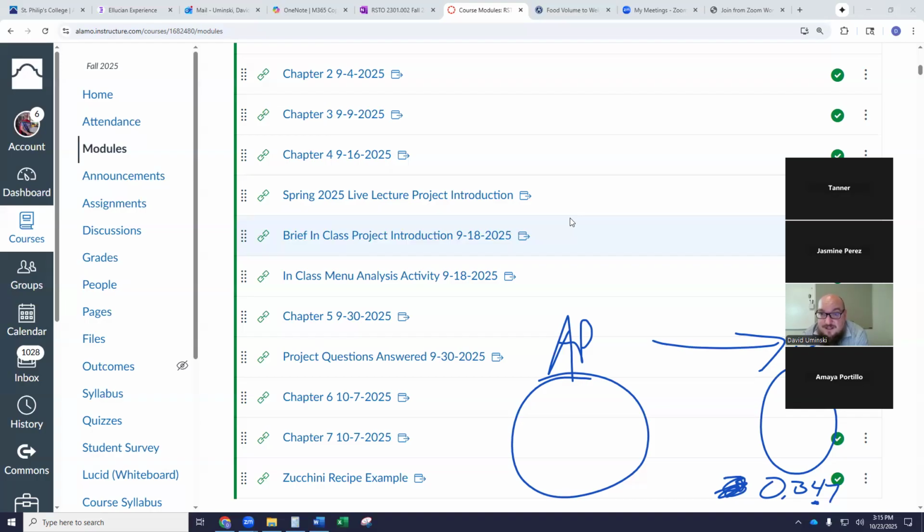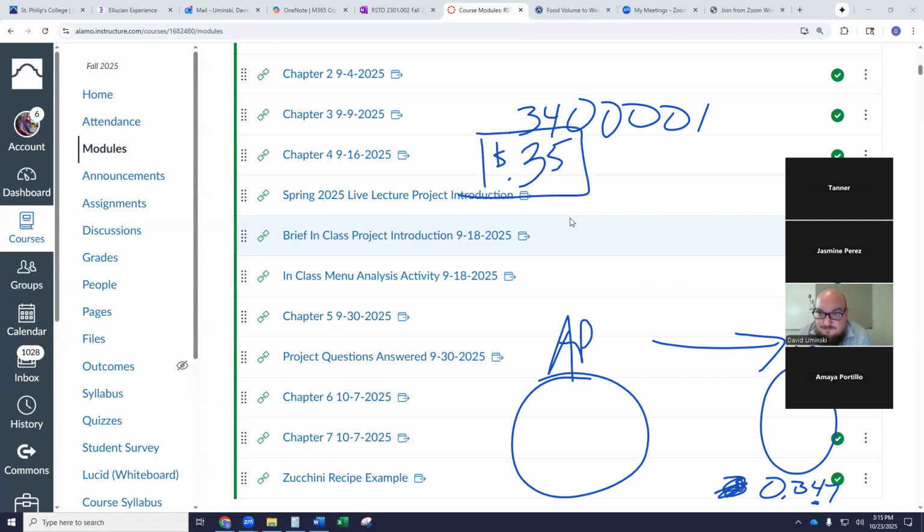That's one of the concepts that a lot of students struggle with early on in the project because you're not used to doing that. Tanner, I'm going to give you an example. Even if this number was 34.000001, we would still round that up to 35 cents. So if it's not exactly 34, then it needs to be rounded up. Gotcha. Absolutely. Good. Thank you. Jasmine, go ahead.